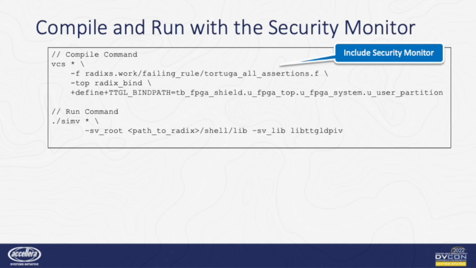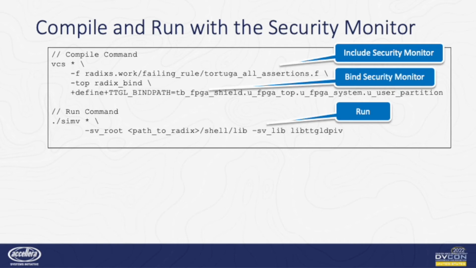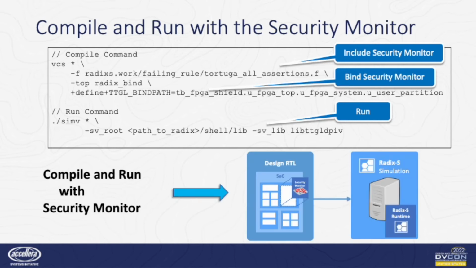So when we compile, we pass to the compilation command the security monitor files and where in the design to bind the security monitor files. Once the compilation is done, we run the simulation along with the test vectors. This completes the step of compiling and running with the security monitor.